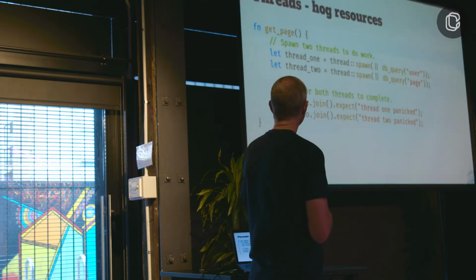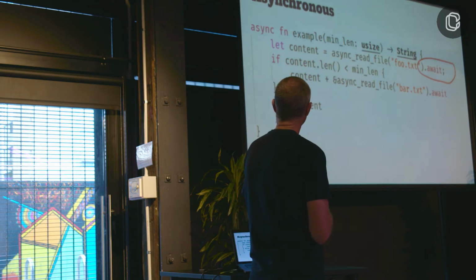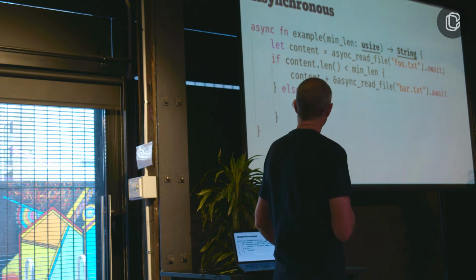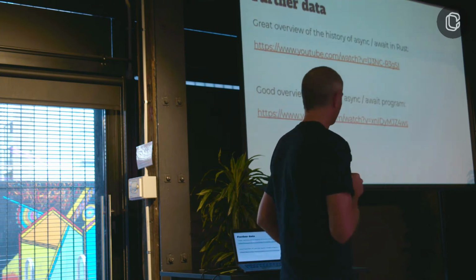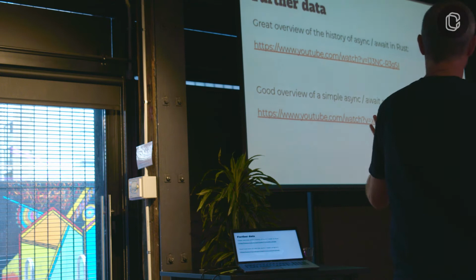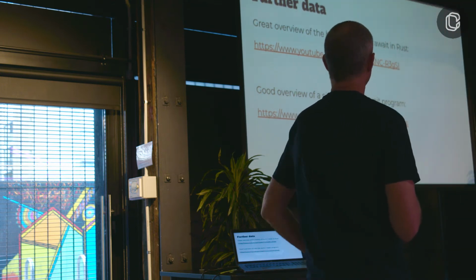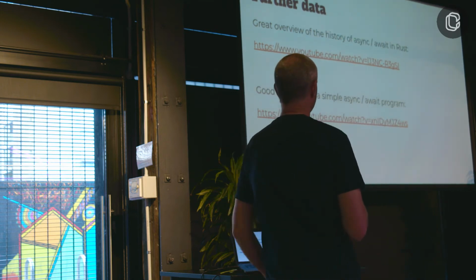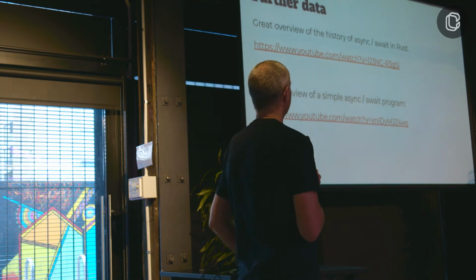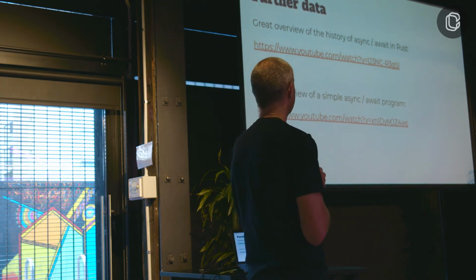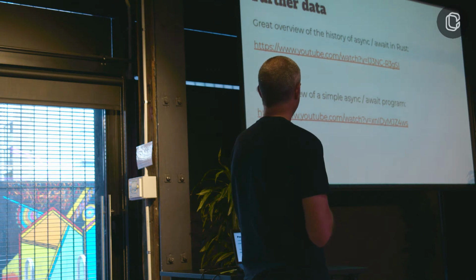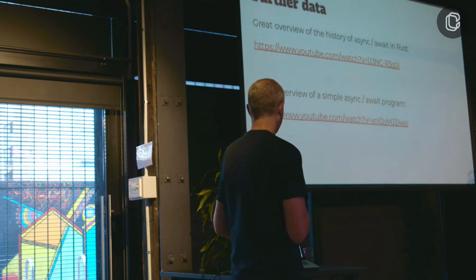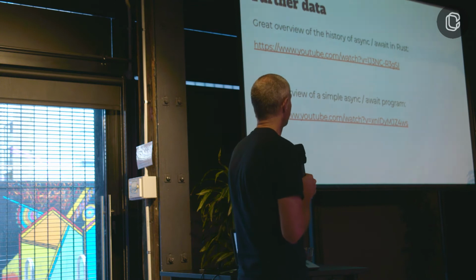I'm actually going to skip this one because I did this a year ago and it doesn't make sense anymore. But there is some very good material, and I'll make this available, on YouTube: the history of async await in Rust. This also talks about the green threads and the threading model and how it came to be where it is today. And then a good simple example which does better than what I'm doing here.